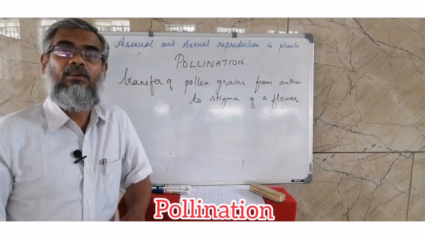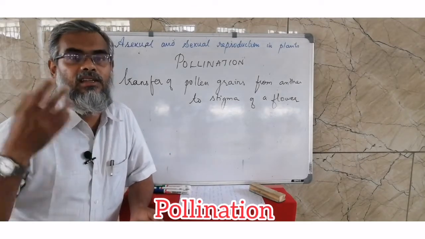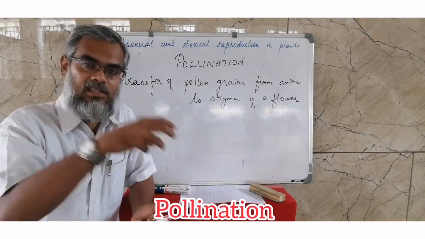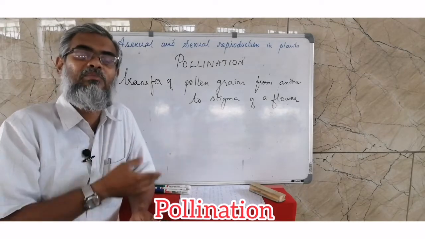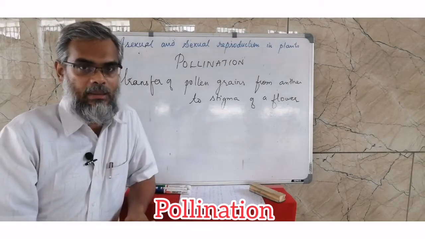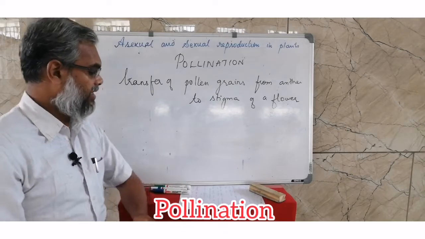There are animals for food and shelter, they go anywhere, and sometimes all the insects, butterflies sit on a flower and take the nectar. At the same time, they carry these pollen grains and it makes them fall on some stigma. So this transfer is called pollination.